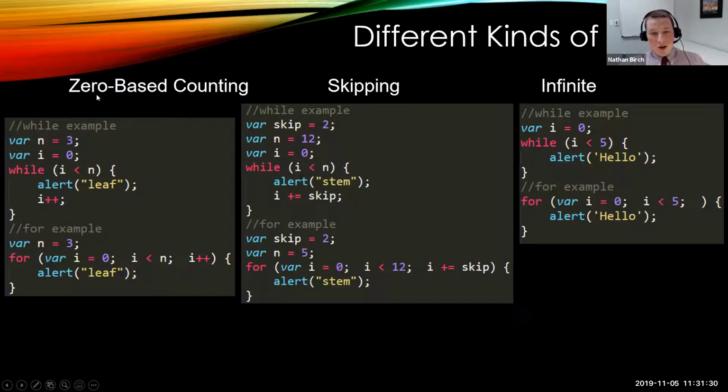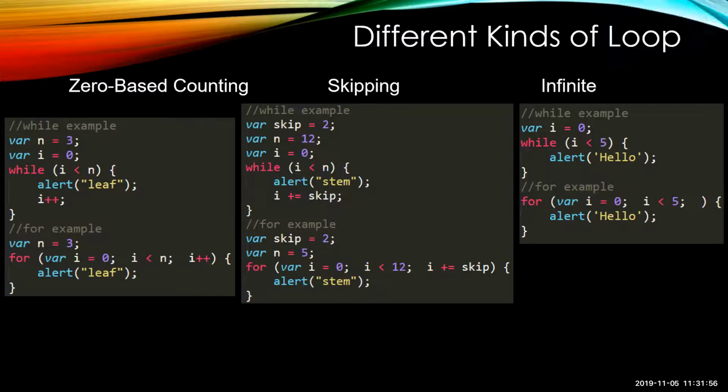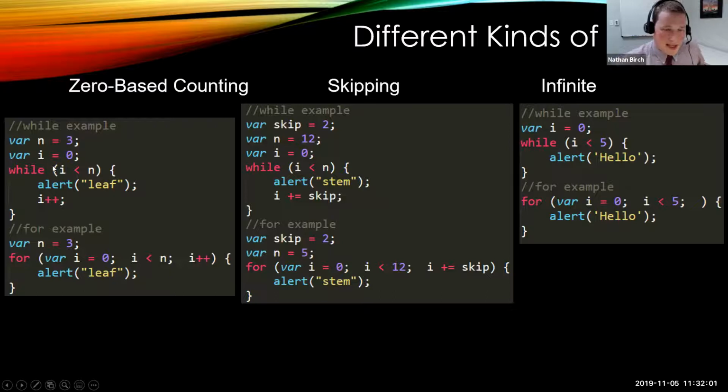Okay. So zero-based counting, we've looked at a couple of these examples. If I say n is equal to 3, i is equal to 0, while i is less than n, I'll alert leaf, and then I'll increment i. Okay, so how many times do you guys think this would loop? What do you guys think? What was that, Chanda? 3 times? Yep, 3 times. Because if you think about it, i is equal to 0, so we loop through while i is equal to 0, 1, and 2, which is 3 times.